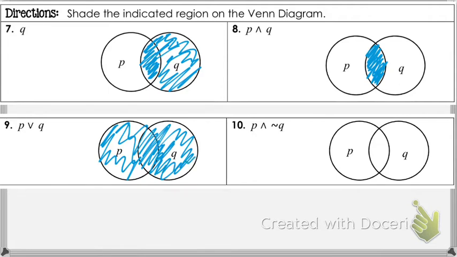This we're saying P and not Q. So we're getting a little specific here, okay? Where is P at, but also not Q? So we don't want any of Q, but we want P. So we want P and things that are not in Q. So we have to do this part here. We can't do this middle section here because Q exists here, and we're specifically asking for not Q. So we have to take that middle section away. So it's just that part of P.